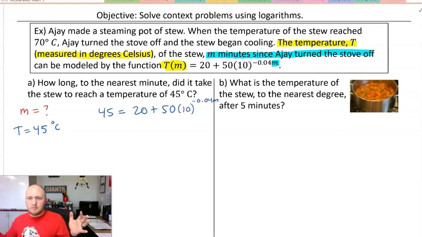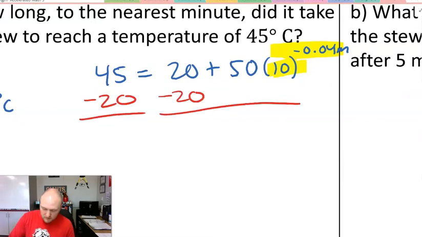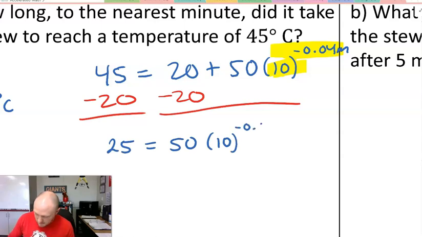Okay, play the game. Isolate m. So I want my exponential base to be by itself. Exponential base to be by itself. So we'll subtract 20, reverse order of operations. Reverse order of operations. So we get 25 is equal to 50 times 10 to the power of negative 0.04 m. Okay, divide by 50.